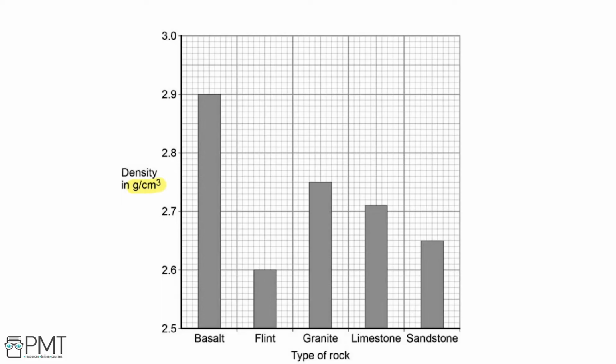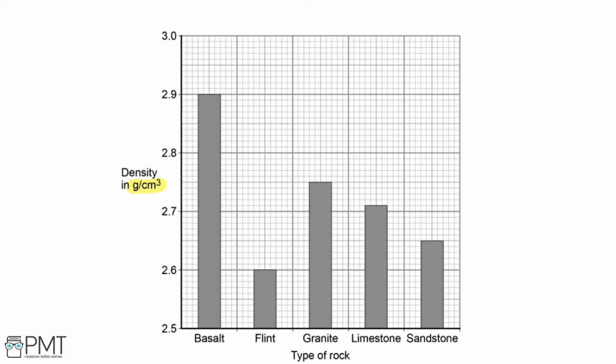So if you'll remember from the last question, our answer was 2.70 grams per centimetre cubed for the density of the rock that the student had. So we want to find which of these is closest to 2.70, and that is most likely to be the rock that the student had.